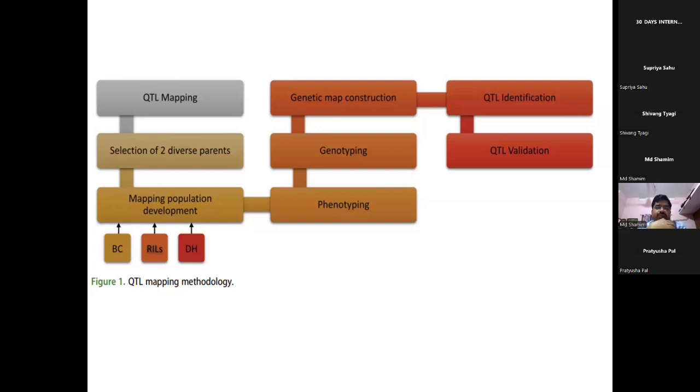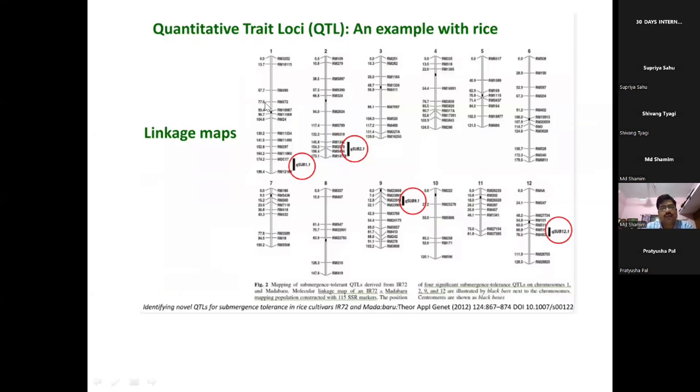Then we go for phenotyping, then genotyping, then we develop the genetic map construction, and after developing the genetic map, we can identify the QTL, and then we validate the QTL, the quantitative trait locus. And this slide shows the quantitative trait locus in rice.